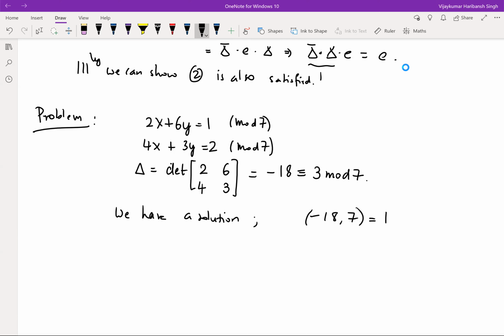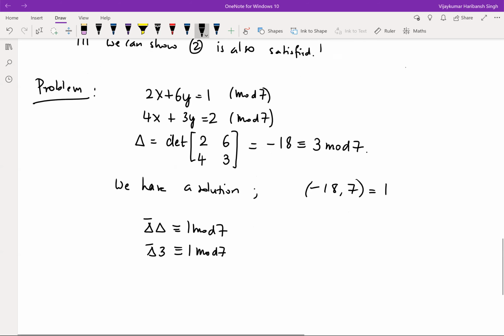So now let's work it out. So what is delta inverse or delta bar? So delta is 3 mod 7. We want to solve for delta bar times delta is congruent to 1 mod 7. So we have delta bar times 3 is congruent to 1 mod 7.